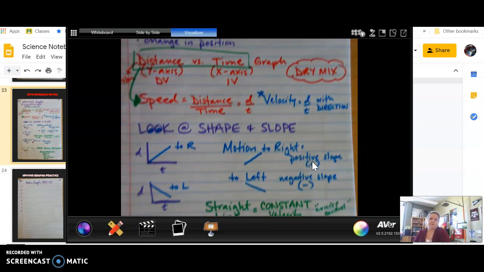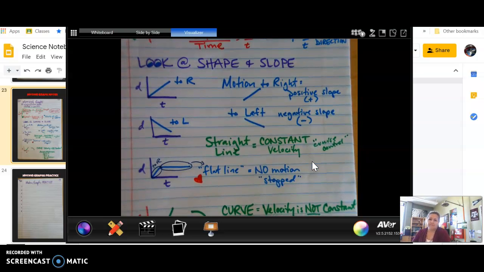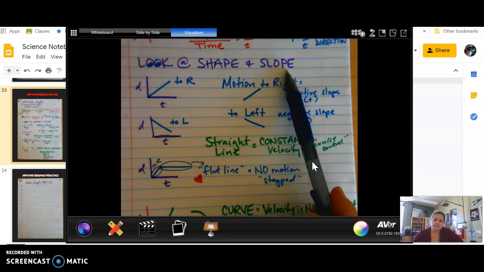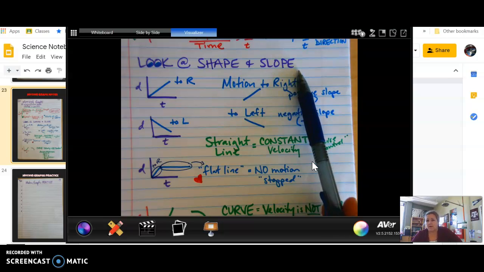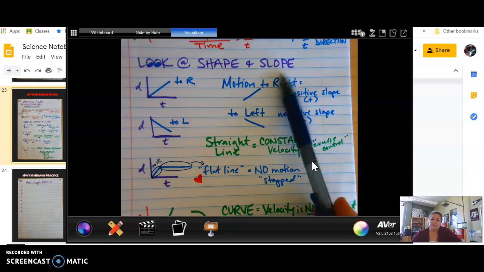Now for our motion graphs, what we're going to focus on is looking at the shape and the slope. In your math classes, at some point, if you haven't already, you will learn to calculate slope. But let's draw on some of our everyday life experience. Think about hills in your neighborhood, if you've ever gone skateboarding or rollerblading down them, or even riding your bike, and how that affects how fast you go or how much effort it takes to go up or down it, or skiing. So draw on things that you know to help you out.